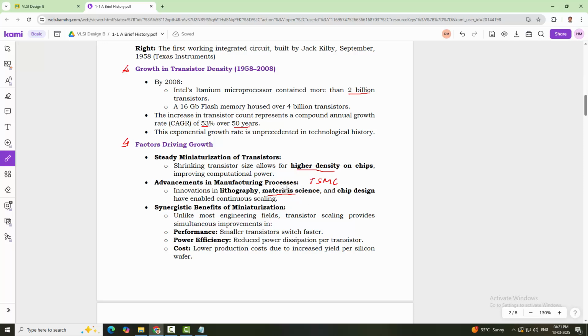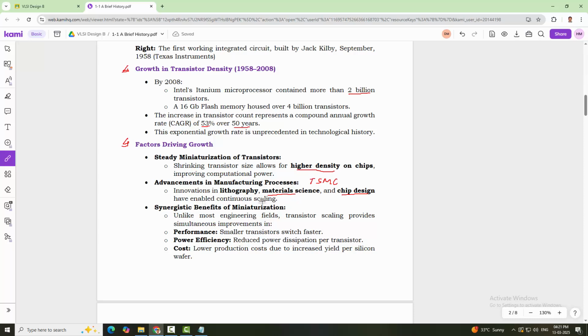So therefore the innovations in material science also contribute to the factor of driving the growth. And also there have been innovations in chip design, because designers and manufacturers use a variety of EDA tools for chip design, and that has continuously enabled the growth.